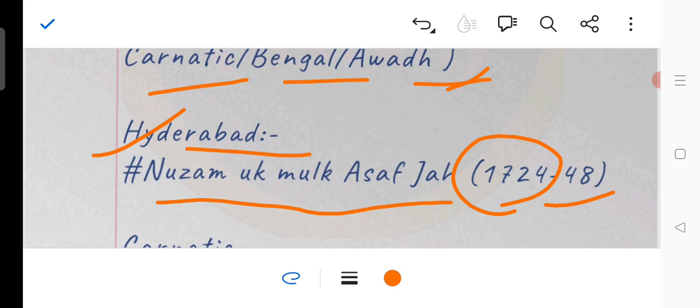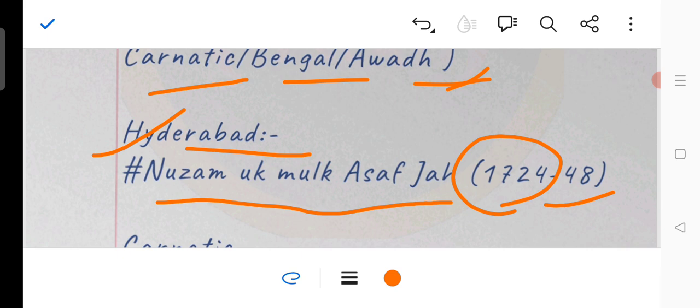Now the emperor bestowed upon him the title of Asaf Jah. Asaf Jah never openly declared his independence, but in practice he acted like an independent ruler and founded the Asaf Jahi dynasty. Asaf Jah is the same person as Nizam ul Mulk, so don't get confused in this. So he became an independent ruler and founded the Asaf Jahi dynasty. His successors, who came after Nizam ul Mulk, came to be known as the Nizams of Hyderabad.